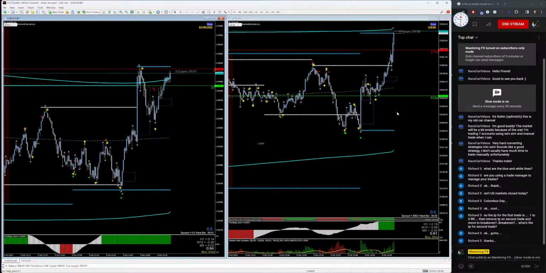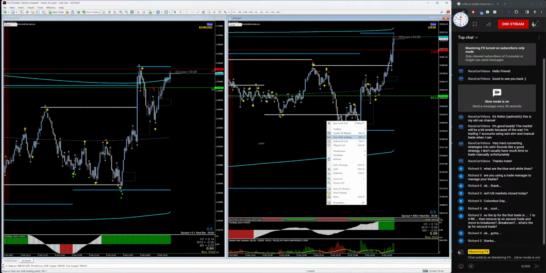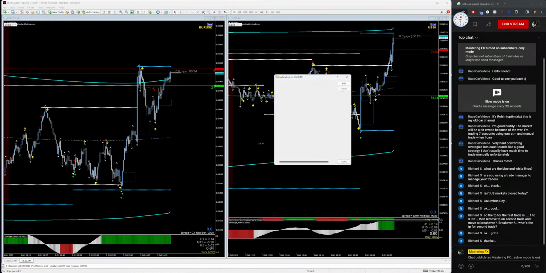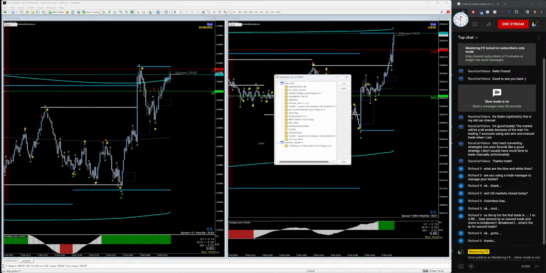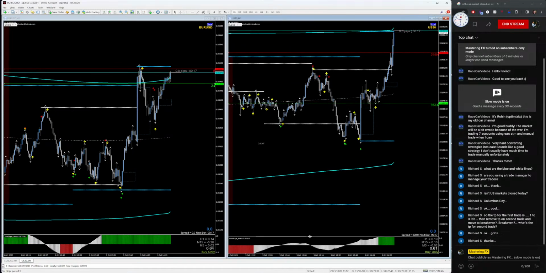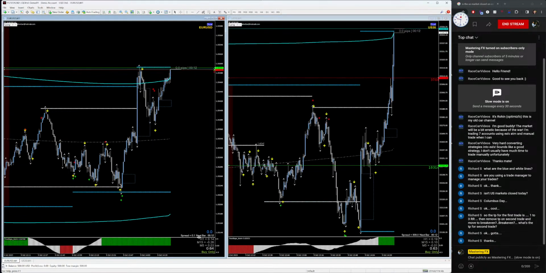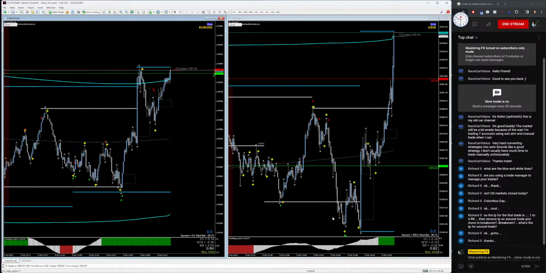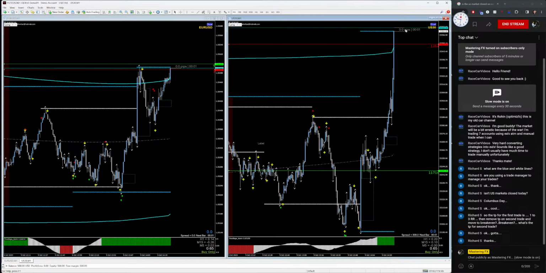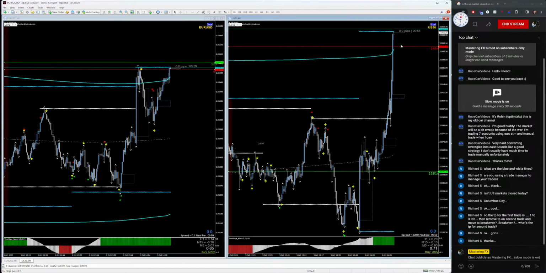Okay, let's see. Keeps going. Let me remove the other indicators here as well, so we're not getting confused. There we go. Alright, now we hit the TMA band as well, so that's two signs that I want to go short. So let's see what happens here.